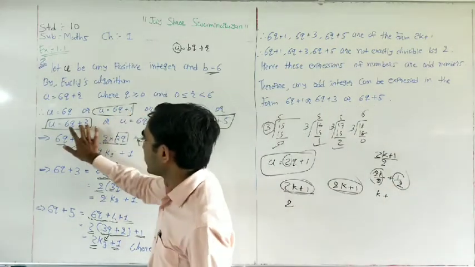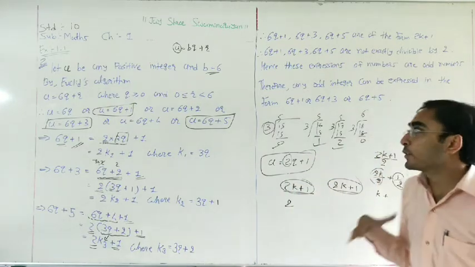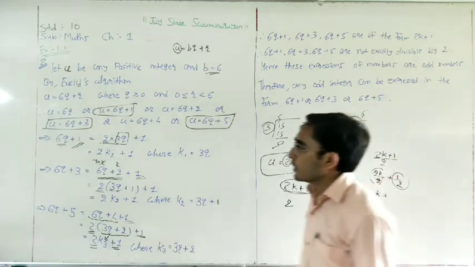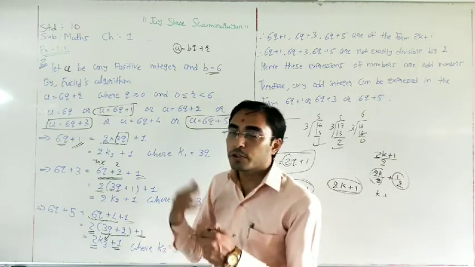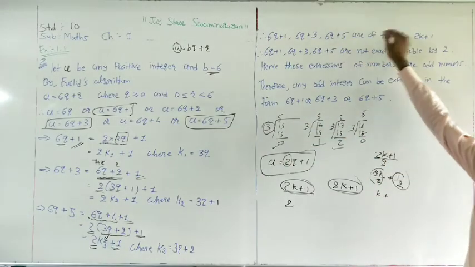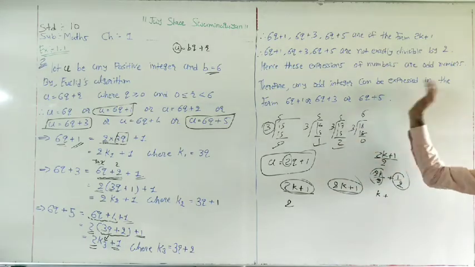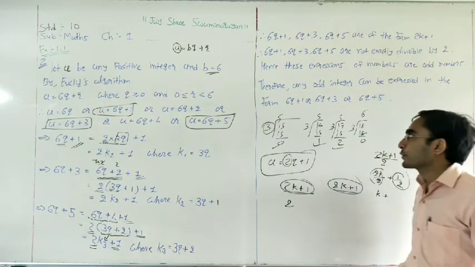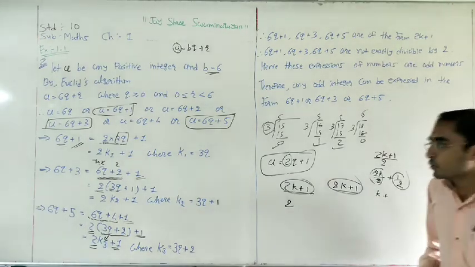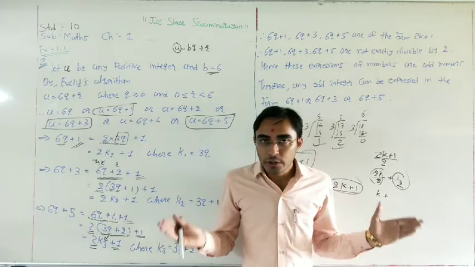So these 3, 6q plus 1, 6q plus 3 and 6q plus 5, are the odd numbers, and we need to prove it for these 3 only. Now all these 3 possibilities we need to convert into the form of 2k plus 1. So alternatively you can say that these are odd numbers, so odd numbers can be expressed in the form of 6q plus 1, 6q plus 3, 6q plus 5.